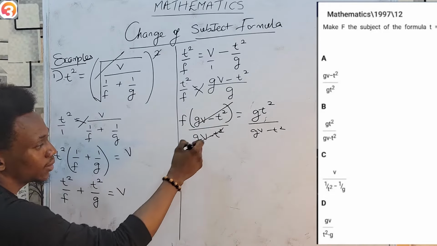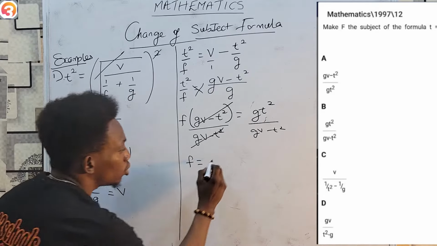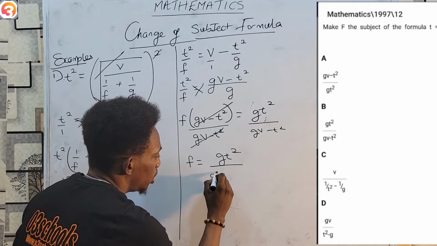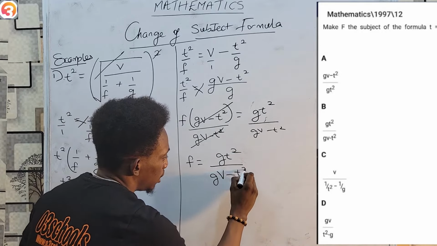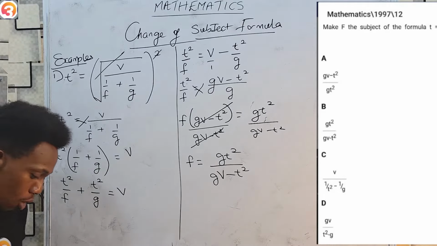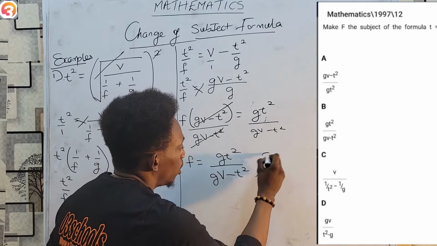This cancels this. And so now f is all alone, and it is equal to gt squared over gv minus t squared. Is that in our options? Yes, that is option B.